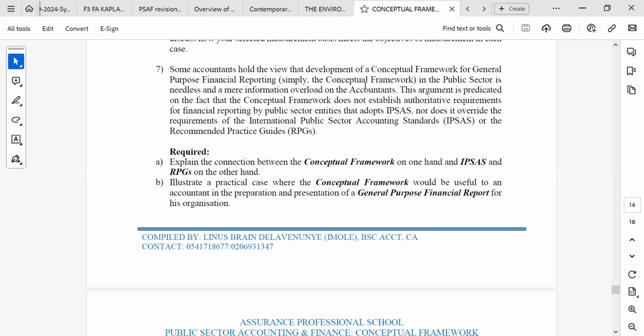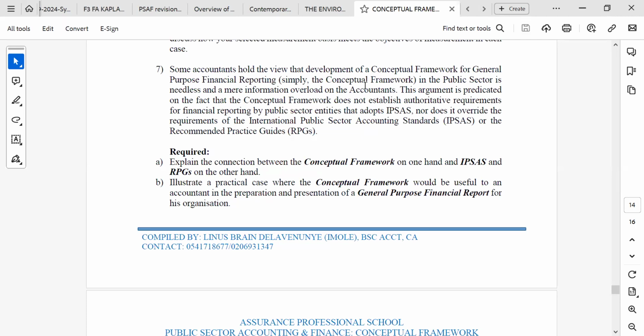It means that any entity that adopts IPSAS, or uses the accrual basis of accounting under IPSAS, has to also use the conceptual framework. The conceptual framework is not for entities that are not using IPSAS, because it is issued by the board as a supplementary document to the IPSAS. So if you are adopting the IPSAS, you also have to accept the conceptual framework. So what the person said, that they have to work hand in hand, is correct for this one.